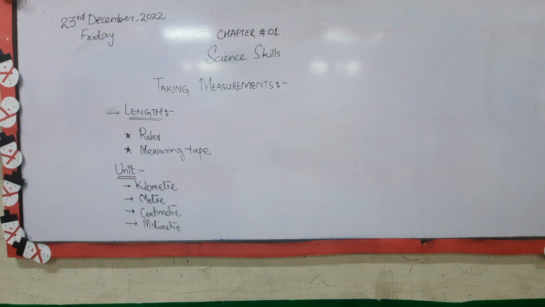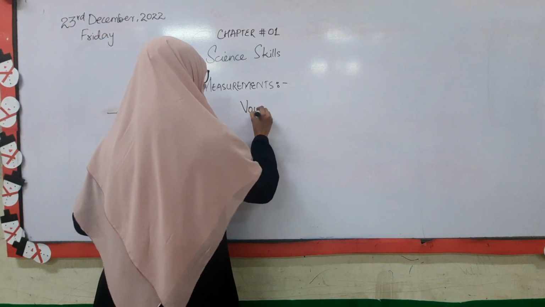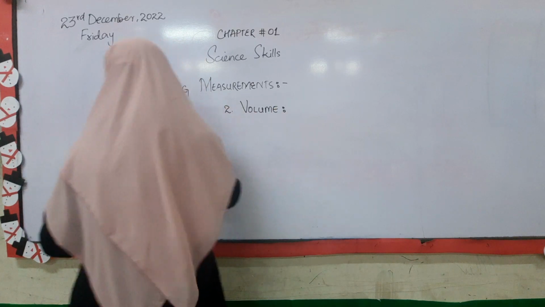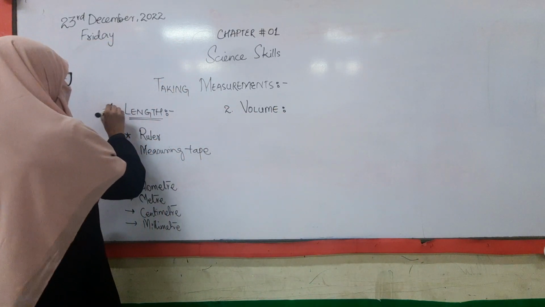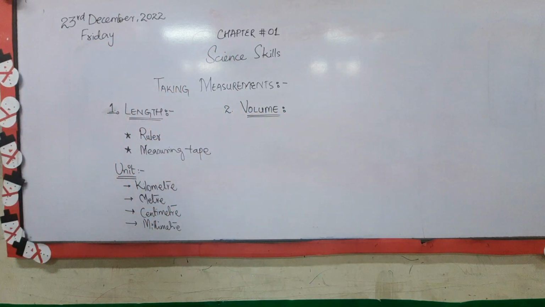The second one, after length, is volume. What does volume mean? We have discussed it before. Okay, good. The volume is actually the space which is occupied by the object.